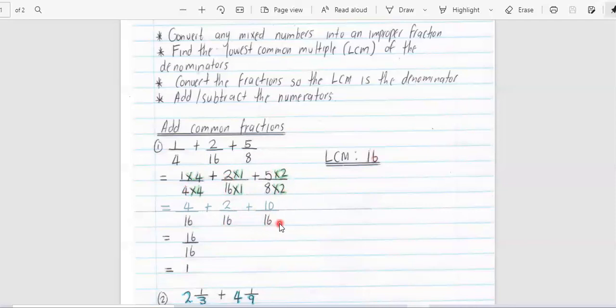Now the goal was to make my denominators the same. As you can see, boys and girls, my denominators are the same now. It's now 16. So you're going to keep the same denominator of 16. Then you're going to add your numerators. So 4 plus 2 gives you an answer of 6. Then 6 plus the 10 will give you an answer of 16.